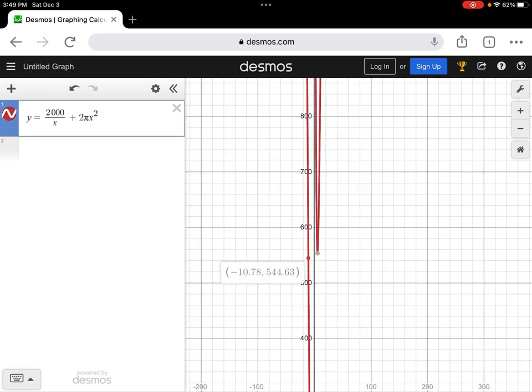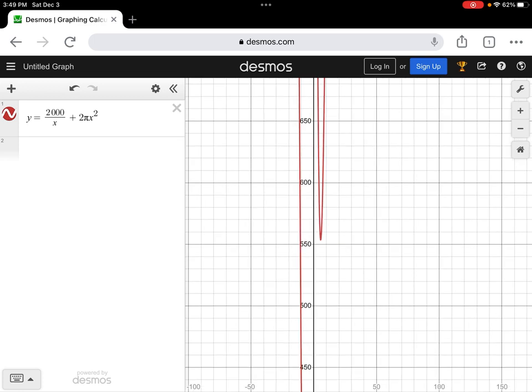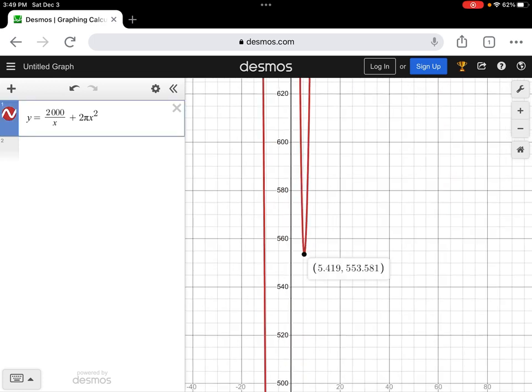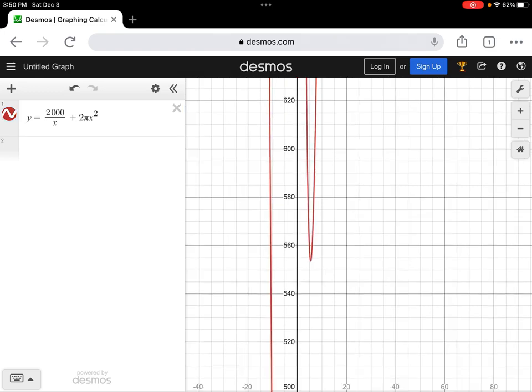And I don't really care about any of these negative values because we can't have a negative radius. So this point right here is actually the point that we're interested in, this local min right here. And what that is telling us is that if you have a radius of 5.42, you're going to get a surface area, which is the minimum, of 553.58 centimeters squared. So that point is the one that we are interested in.